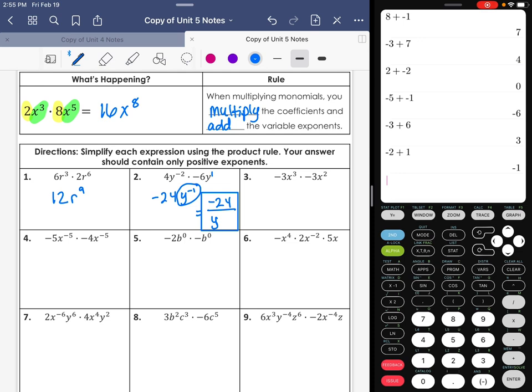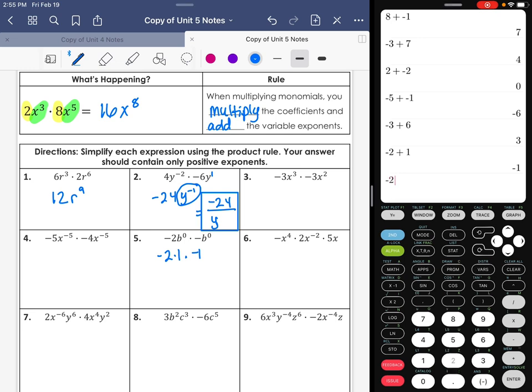Let's see what else we have. Let's look at number 5, because it's got those zeros. So I want you to be sure you understand what's happening here. So b to the 0 power is 1. So you have negative 2 times 1 times b to the 0 power is 1. But you've got this negative, so it's negative 1. So you have negative 2 times 1 times negative 1.